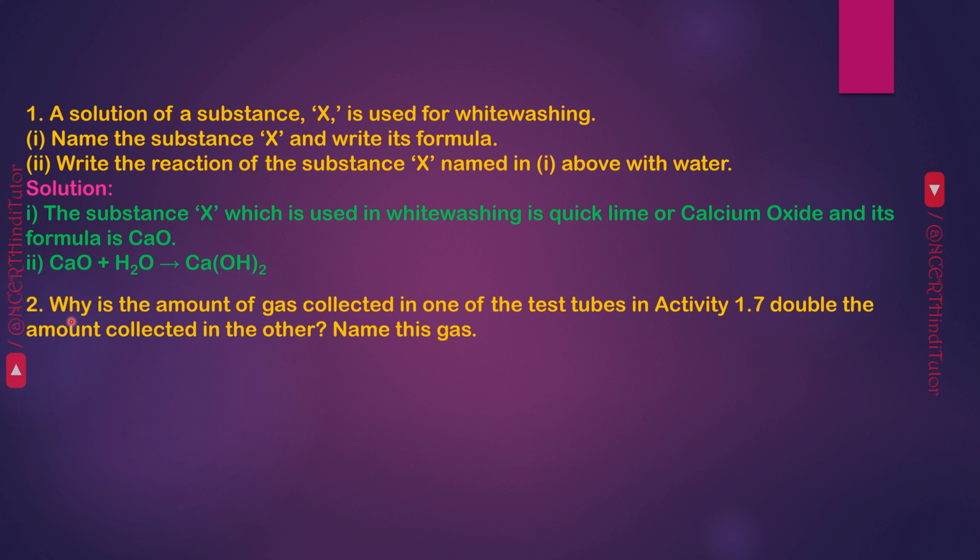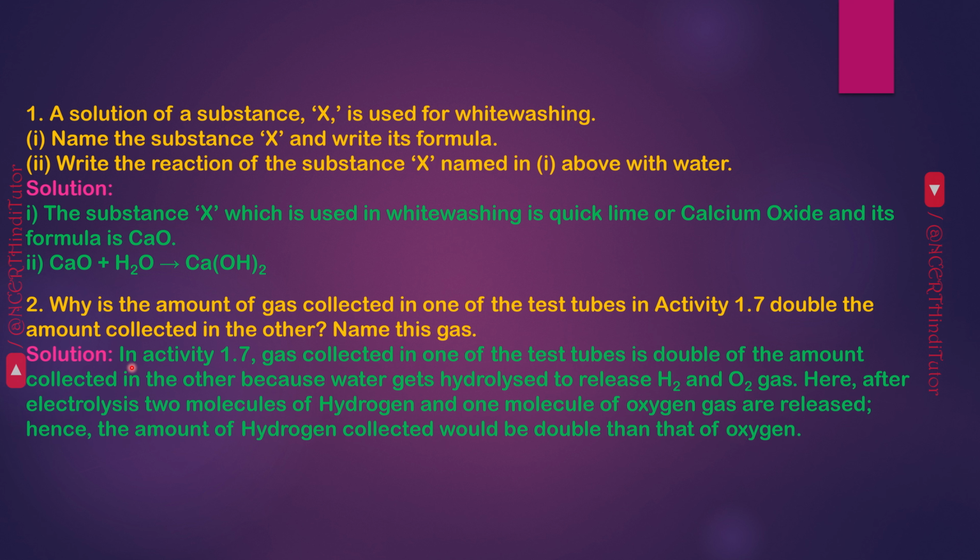Second question. Why is the amount of gas collected in one of the test tubes in activity 1.7 double the amount collected in the other? Name this gas. Answer. In activity 1.7, gas collected in one of the test tubes is double of the amount collected in the other because water gets hydrolyzed to release H2 and O2 gas, that is hydrogen and oxygen. Here, after electrolysis, 2 molecules of hydrogen and 1 molecule of oxygen gas are released. Hence, the amount of hydrogen collected would be double than that of oxygen.